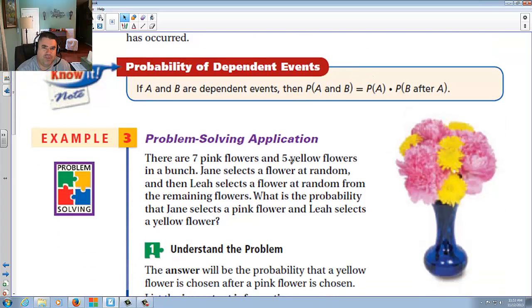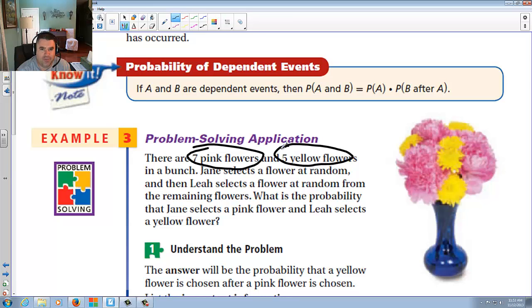So there are 7 pink flowers and 5 yellow flowers in a bunch. Jane selects a flower at random, and then Leah selects a flower at random from the remaining flowers. What's the probability that Jane selects a pink flower and Leah selects a yellow flower? Well, let's first run the probability. There were 7 pink flowers, 5 yellow flowers. Therefore, there's 12 total.